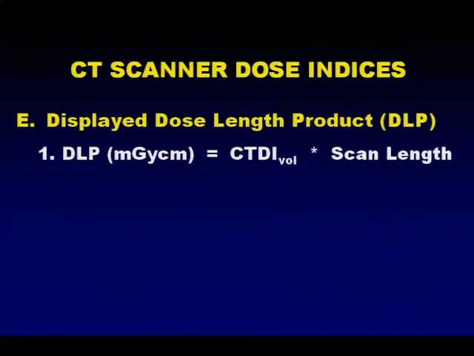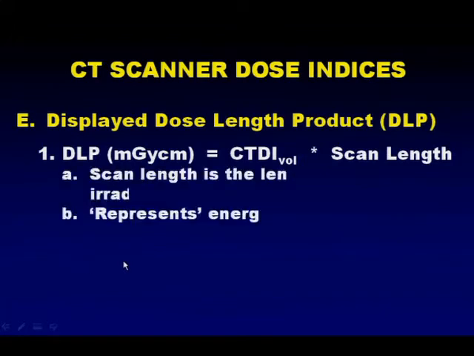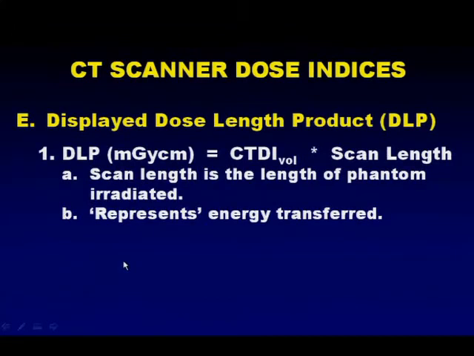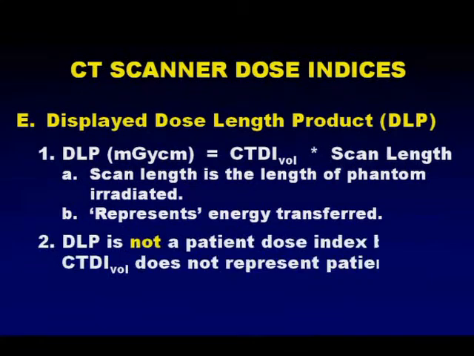Well, of course, we have another dose index that's provided by the CT scanner. It's DLP. It's simply defined as the product of CTDIvol and the scan length. The unit is milligray centimeter. We can estimate the scan length by multiplying the reconstructed slice width times the number of slices. It represents the energy that's transferred to the patient. And of course, because CTDIvol doesn't represent a patient dose, neither does DLP.